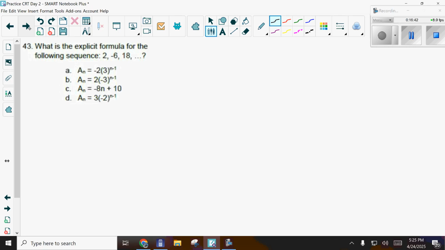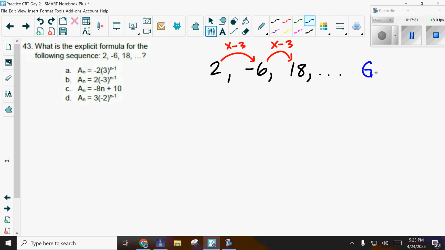Number 43, it says, what is the explicit formula for the following sequence? So let me write this one down. It goes from 2 to -6, back to +18, and then that pattern continues. If I was going to do addition and subtraction, this would be a -8, but then this would be a +24. Okay, so that's not good. It needs to be the same number. So that means we're going to try multiplication. This would be times -3. And if I multiply again, that's times -3. So that means that this is a geometric sequence.